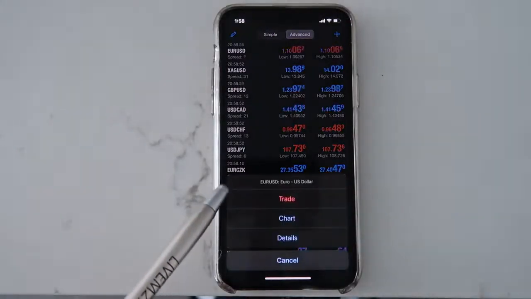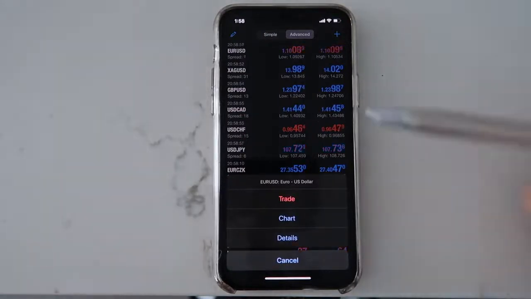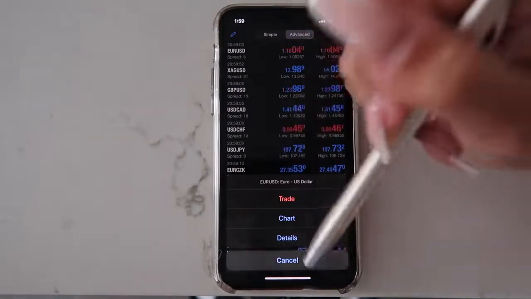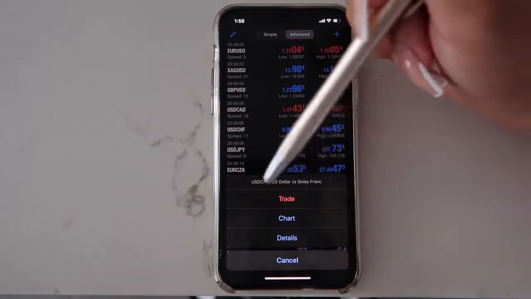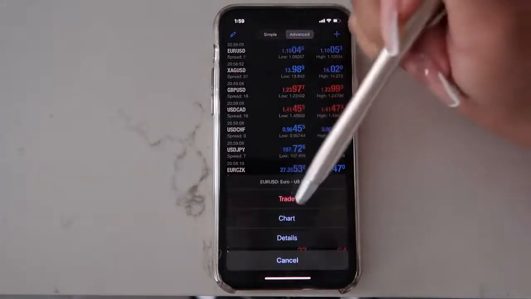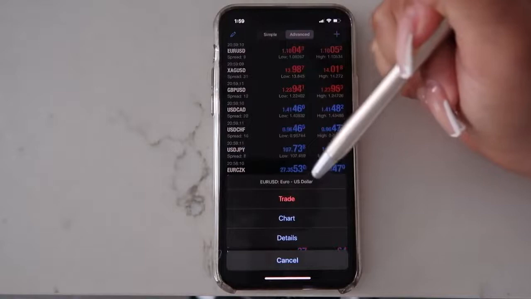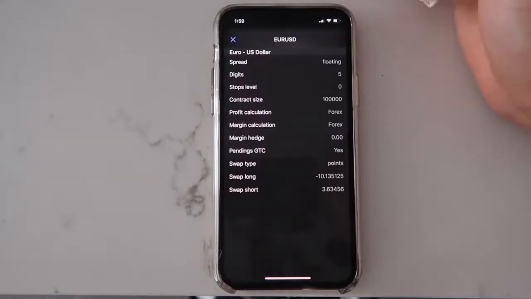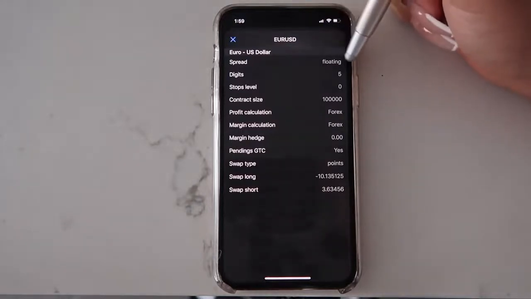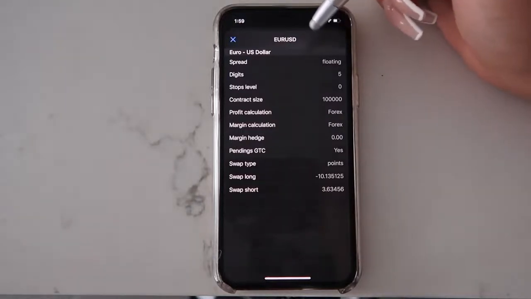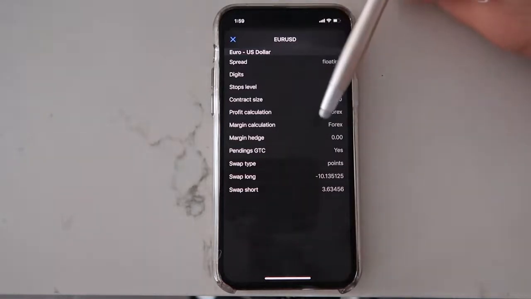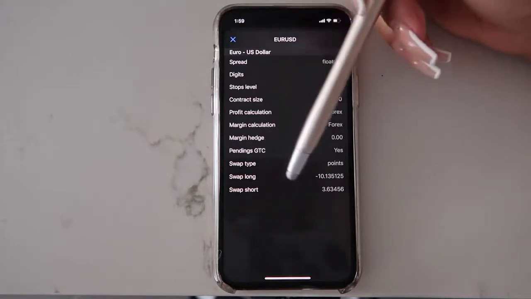So the first thing you're going to see at the very top is the breakdown of what the pair is. So you have EUR USD, so that stands for Euro USD. So all of the pairs tell you what they stand for right there. So you're going to see three things down below. You're going to see trade, chart, and details. So let's go into details, right? So here is going to show you all the details of entering this trade. So you have the swap, and then down below is going to show you your swap long and swap short.